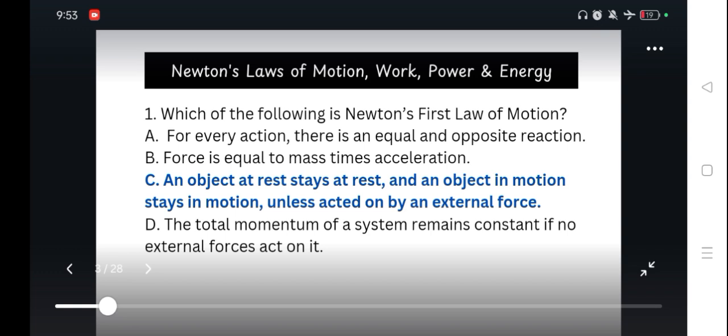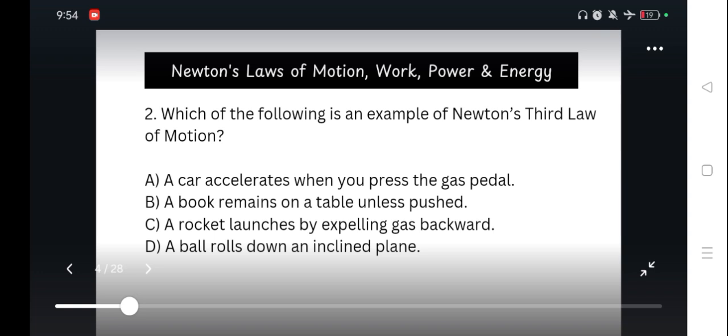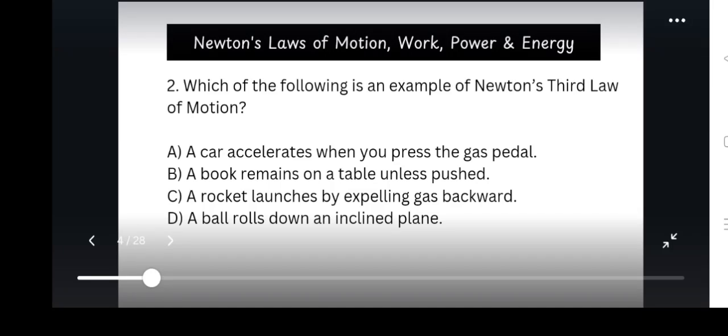Now let's proceed to number 2. Which of the following is an example of Newton's third law of motion? Okay, and the correct answer is letter C. I hope you get it right.